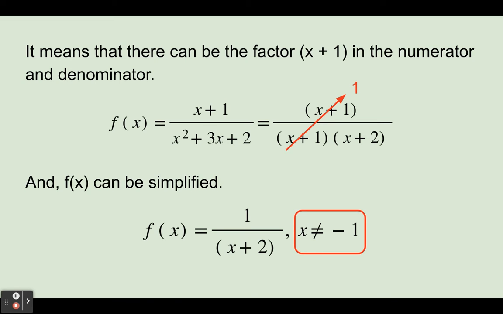So you've got to let people know that you couldn't substitute in that x value. That's the deal. All right. So this 1 over x plus 2 is not equivalent to this. 1 over x plus 2 with x cannot equal negative 1 is equivalent to this original f of x. All right, that's our deal.